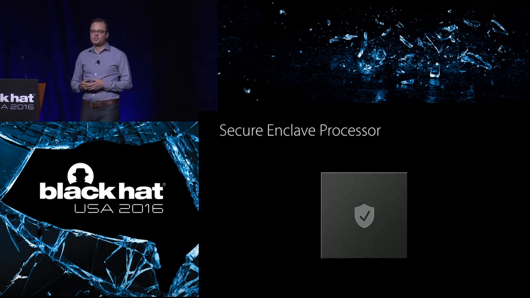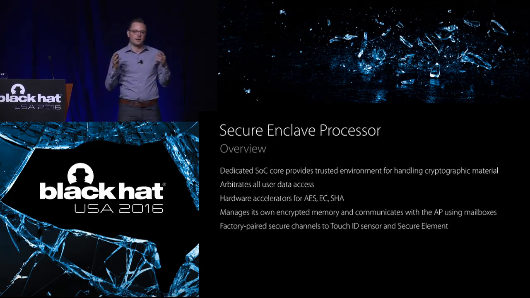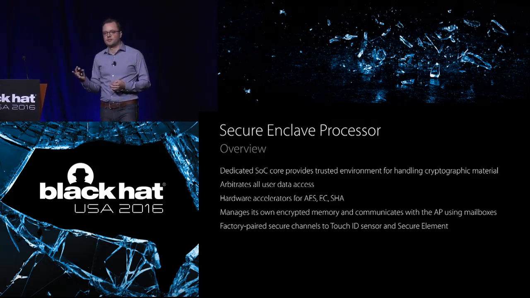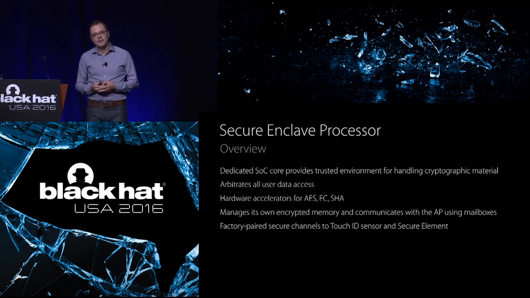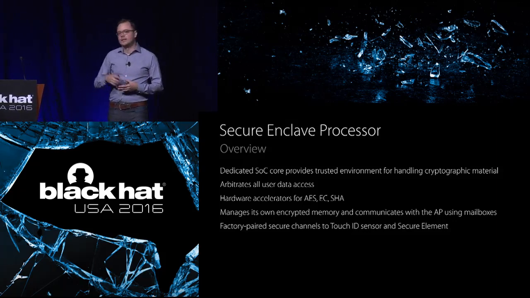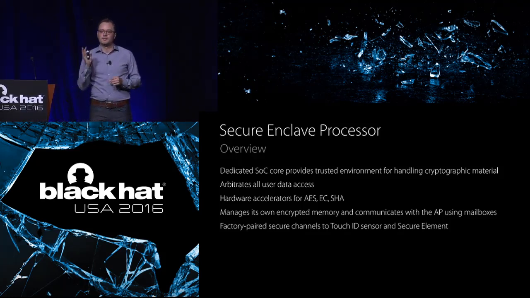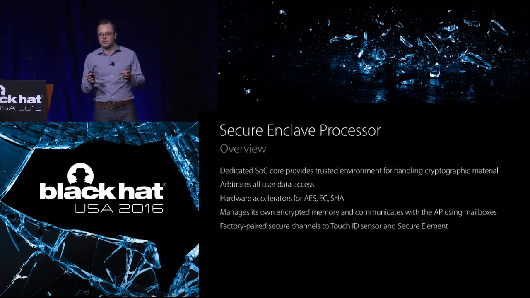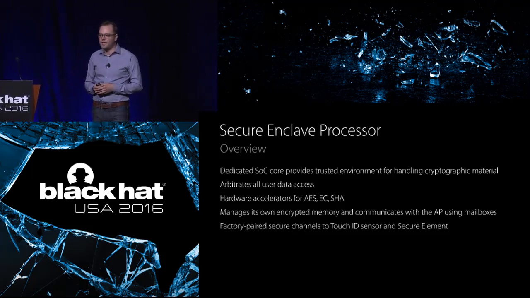So the way we set out to do this is we introduced the Secure Enclave processor, which is dedicated silicon running a small trusted computing base that serves as our cryptographic coprocessor. It has hardware-accelerated crypto on it, and is the arbiter of all user data access on these devices. It has its own encrypted memory, and has a very narrow interface with which it communicates to the normal AP. And in the factory, we actually do key pairing so that the SEP has secure channels to both the Touch ID sensor and the secure element, which is what's used for Apple Pay transactions.